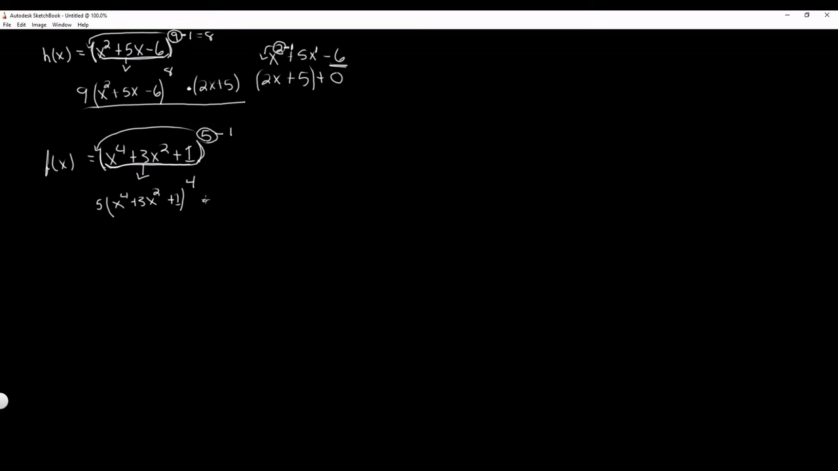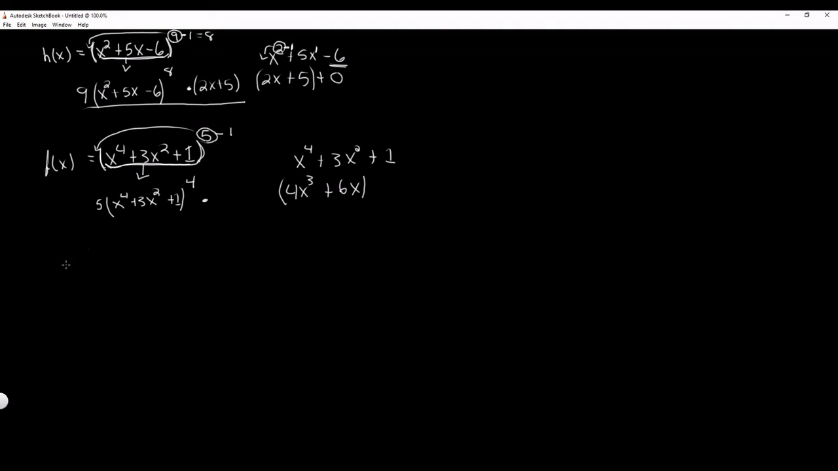And then we need to multiply by the derivative of the inside function. And the inside function is x to the 4th plus 3x squared plus 1. So the derivative of x to the 4th is 4x cubed, plus the derivative of 3x squared is 6x. And then the derivative of 1 is just 0, so we don't need it. So this is the derivative of the inside function.